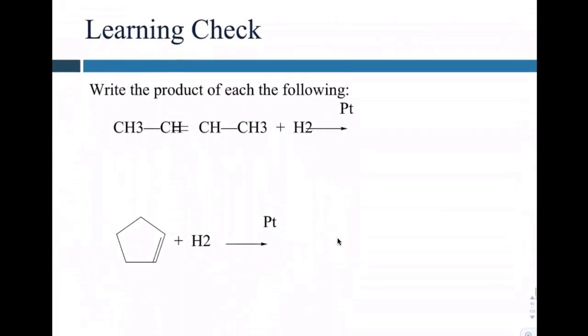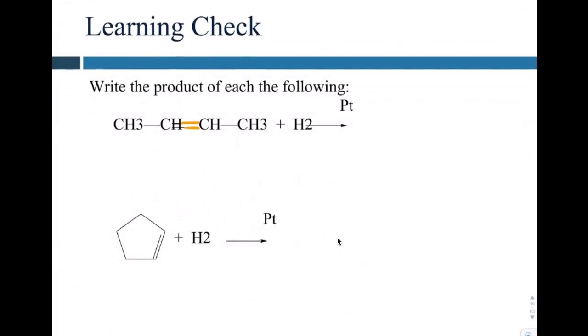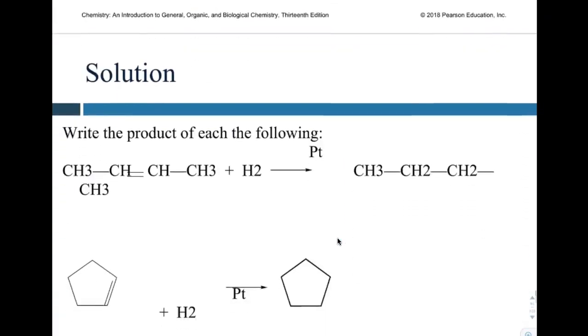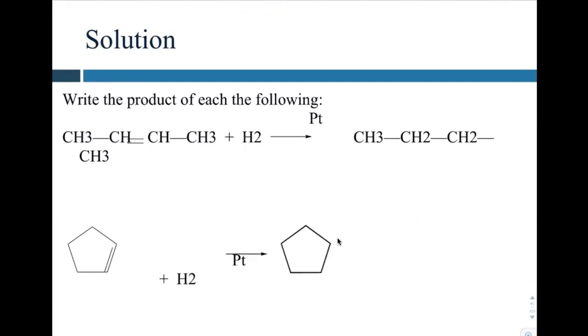So give me products for each of the following here. Sorry, this should be double bond here. This should be H2, and this is the platinum catalyst. And so totally just break apart those double bonds and see if you can draw the products. So here we should get 1, 2, 3, 4 carbons. So now we have butene, we turn it into butane. And then here you have cyclopentene turning into cyclopentane.